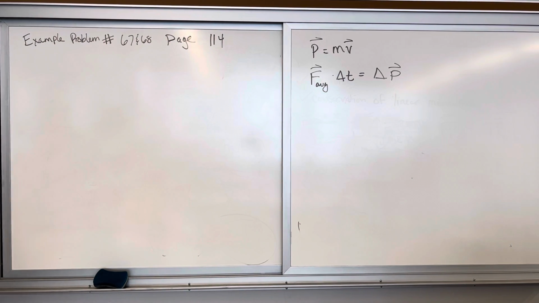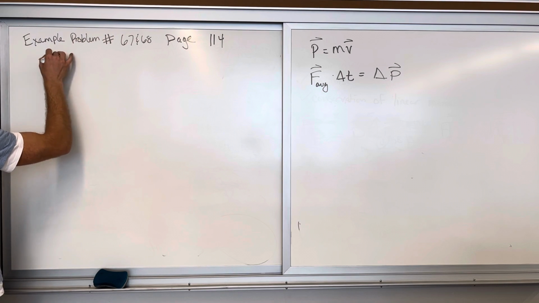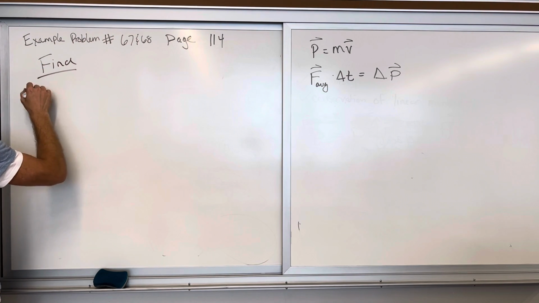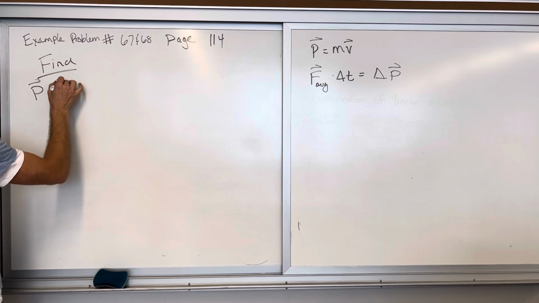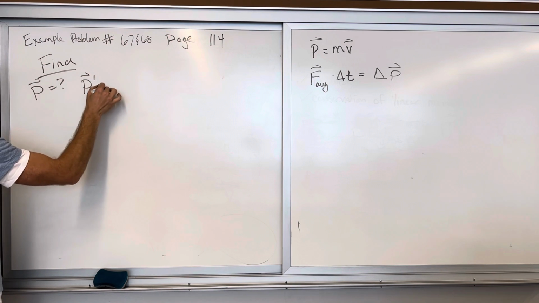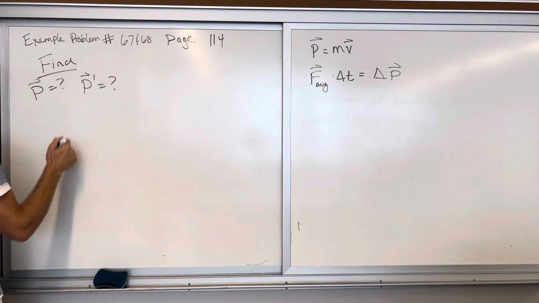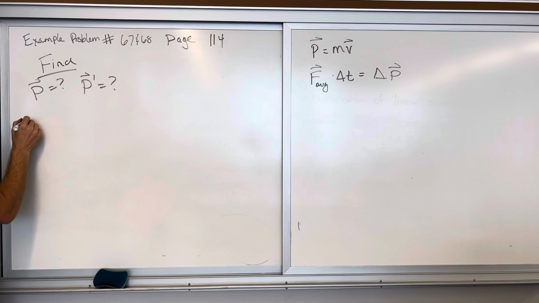Question 67 reads: a 1,200 kilogram car traveling north at 14 meters per second is rear-ended by a 2,000 kilogram truck traveling at 25 meters per second. What is the total momentum before and after the collision? So we need to find momentum before and momentum after the collision. Remember, P prime means momentum after collision.